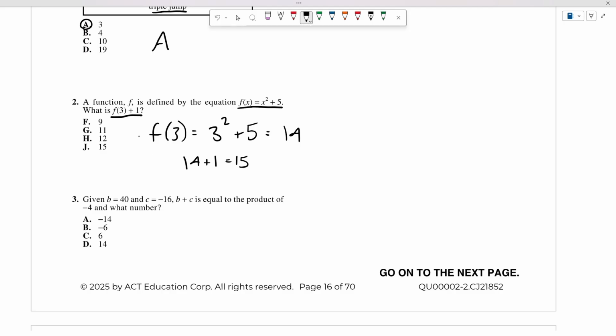Some of you might forget that you have the plus 1, but the good news is that for this question, 14 isn't an answer choice. So you get 14, but there's no answer with number 14. So then you go back and be like, what did I miss? So make sure that here, again, you're doing the function and then you're adding 1.